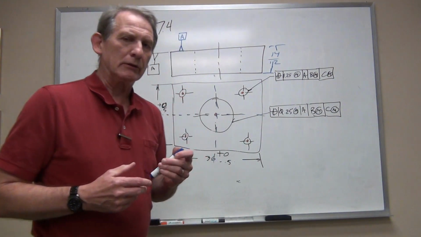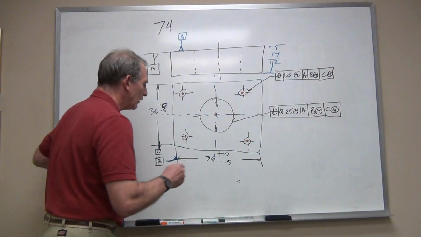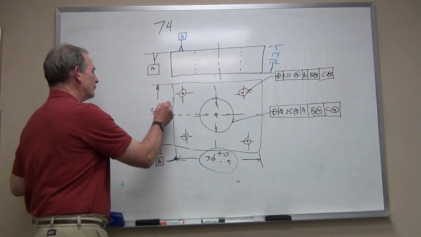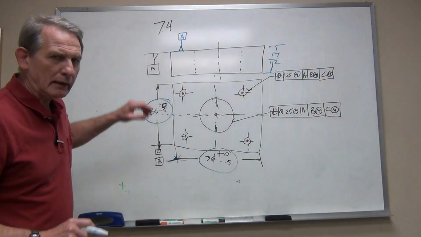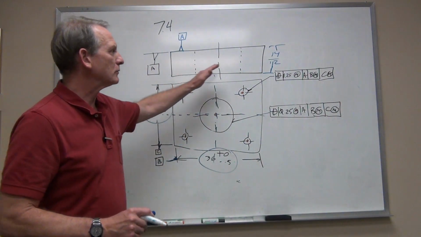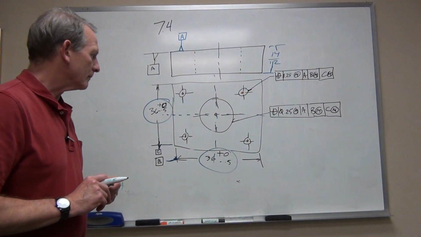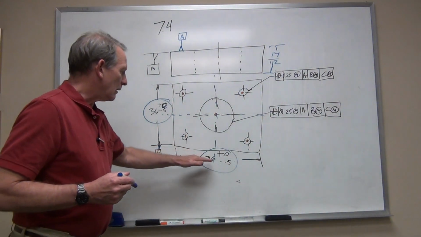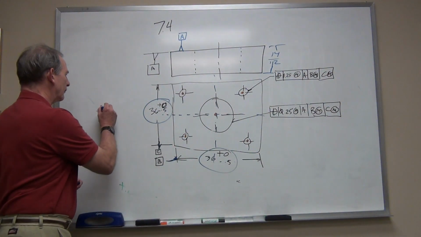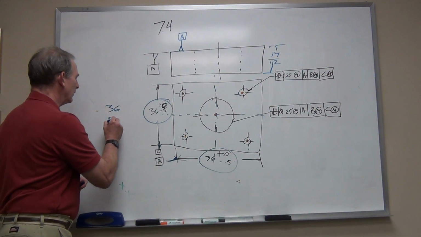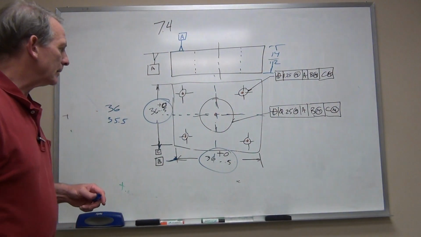When we make that distinction, that means then that we are really obliged to evaluate the size of that datum feature. In this instance, with datum A, we can't evaluate it because it is not associated with the size or the thickness of this block. Okay, so both of these features have the same limits. They have 36 millimeters and 35.5 millimeters as limits.